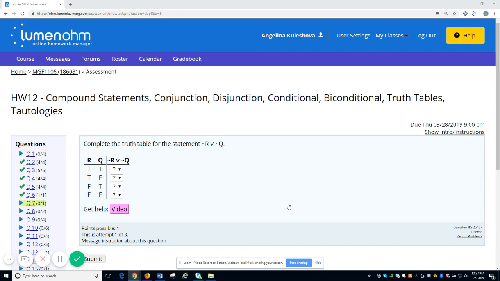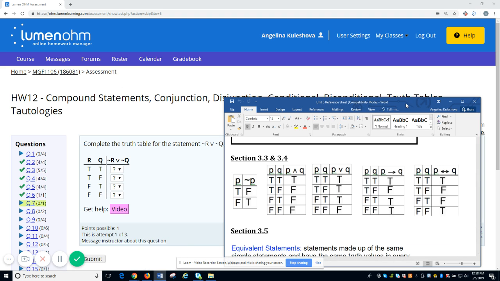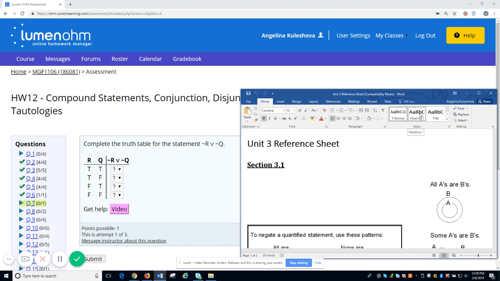Okay, so in this question, what makes it tricky again is the fact that we're only given one final column. What we don't have is a column for negating the R and negating the Q. We only have a column for after we negate the R and the Q, what happens when we join them together with the OR. So if we want to take some steps in the middle, we'll have to create extra columns for ourselves.